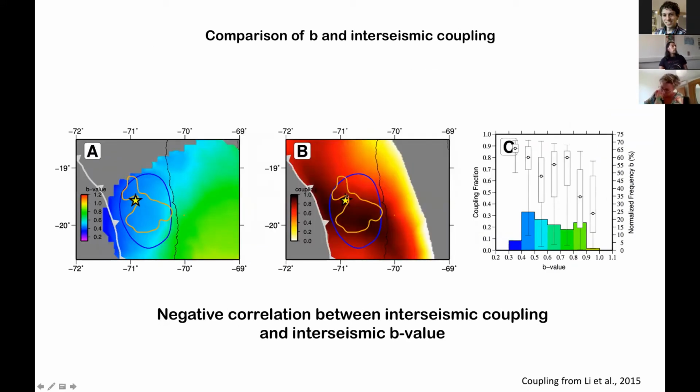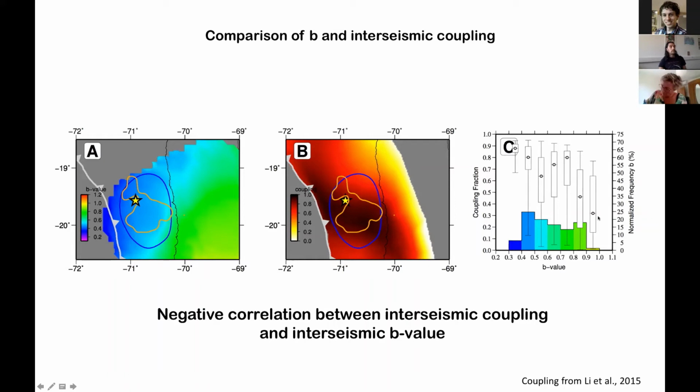Similarly, here I'm comparing the distribution of b-value, which is shown in panel A, with the distribution of interseismic coupling, geodetic coupling. This is derived from surface velocities of GPS stations. So I'm comparing these two distributions. Again, the color bars indicate the frequency distribution of b-value in the area, and the box bars indicate the distribution of the geodetic coupling within each one of these b-value ranges.